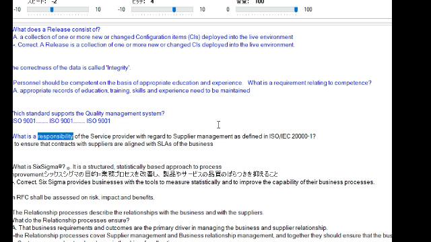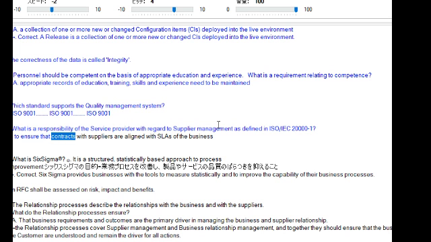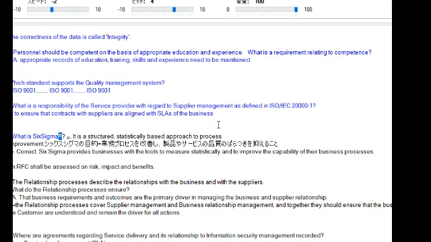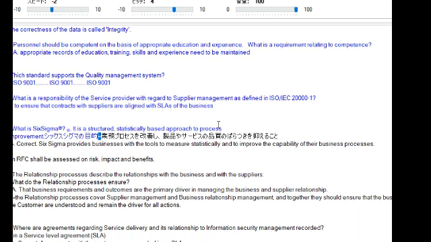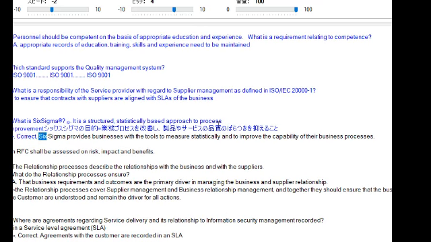What is a responsibility of the service provider with regard to supplier management as defined in ISO/IEC 20000? To ensure that contracts with suppliers are aligned with SLAs of the business. What is Six Sigma registered trademark? It is a structured, statistically based approach to process improvement. Correct. Six Sigma provides businesses with the tools to measure statistically and to improve the capability of their business processes.